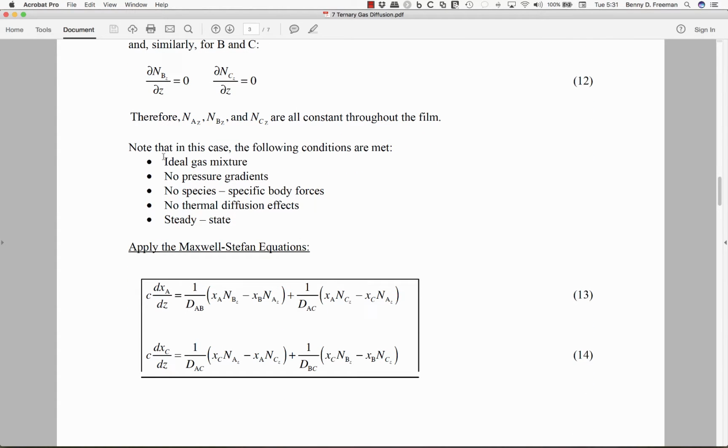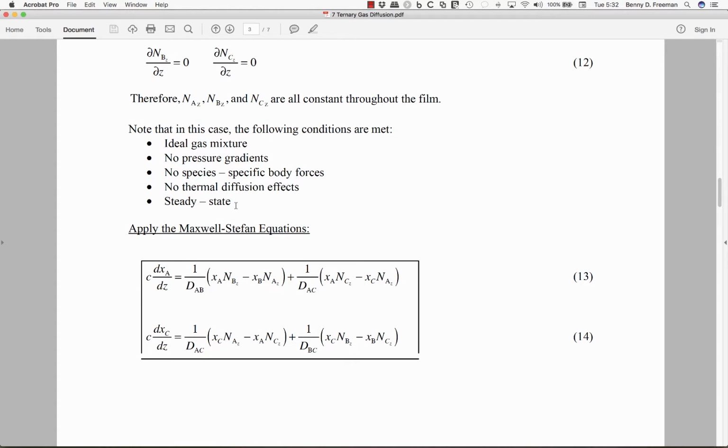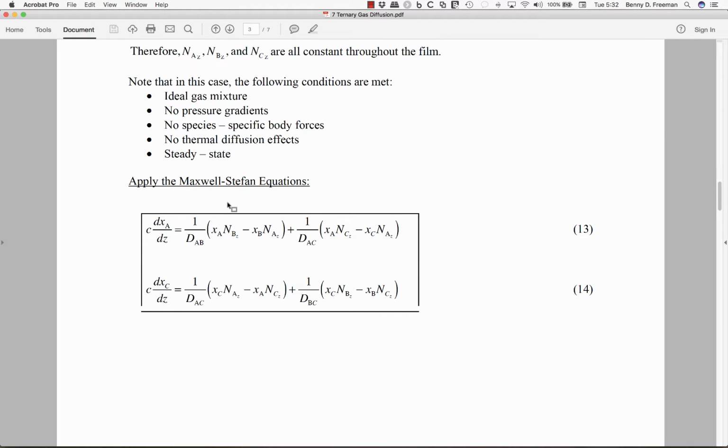Now, in this case, we have an ideal gas mixture with no pressure gradients. There are no magnetic or electrical species-specific body forces, no ions involved. The system is at constant temperature, so there are no thermal diffusion effects, and it's in steady state. And so this is an ideal case to apply the Maxwell-Stefan equations.